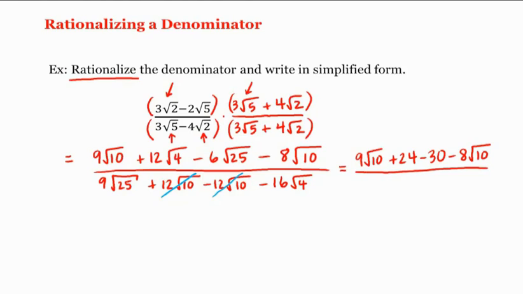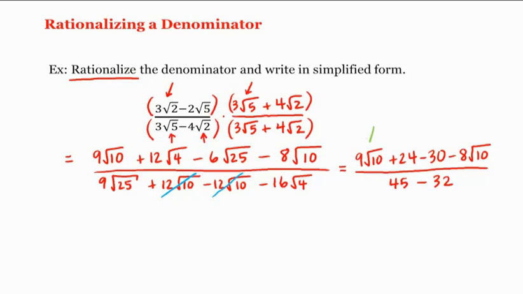Divided by, we have 9 times the square root of 25, or 9 times 5, which is 45. And then minus 16 times square root of 4, but square root of 4 is 2, so it's minus 32. Now let's combine like terms.